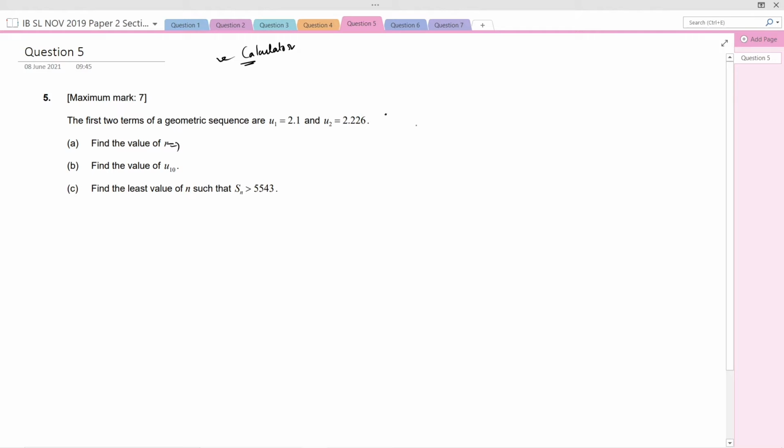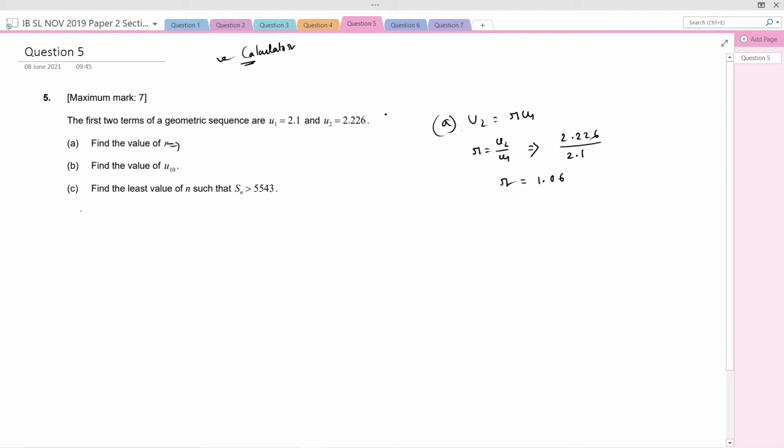Find the value of r. r is nothing but r equals u2 divided by u1. I am writing a simple formula for you: u2 equals r into u1, so r will be u2 by u1. So u2 is 2.226 divided by u1, which is 2.1. After you calculate this in the calculator, you will have the value of r to be 1.06. So this is question number A.